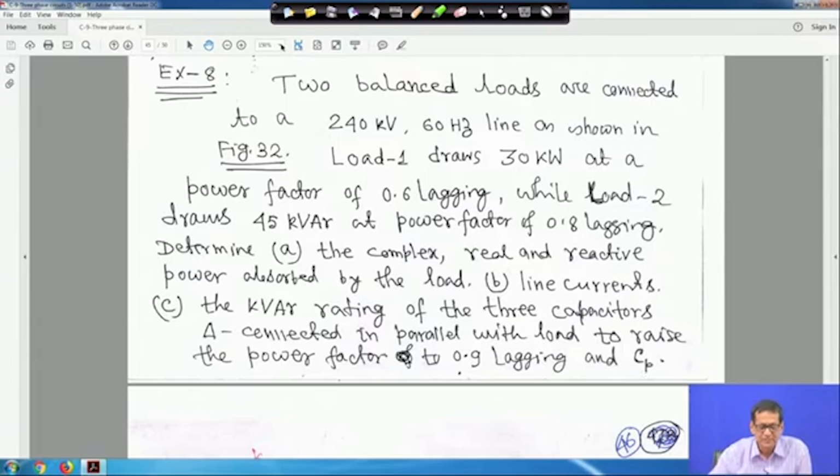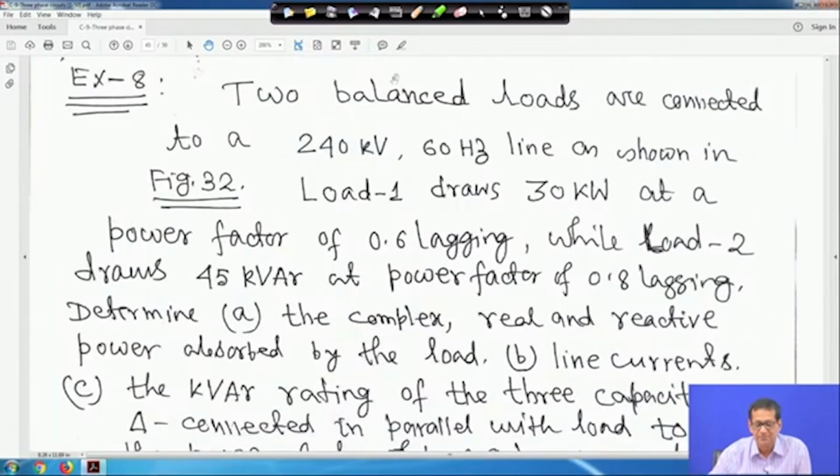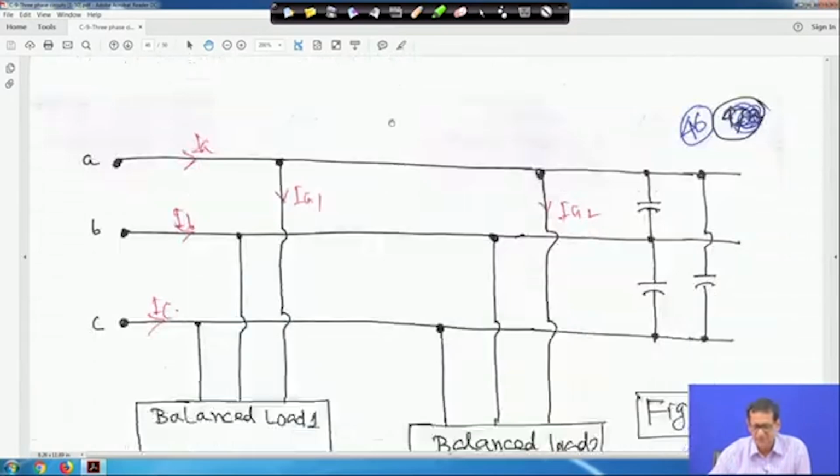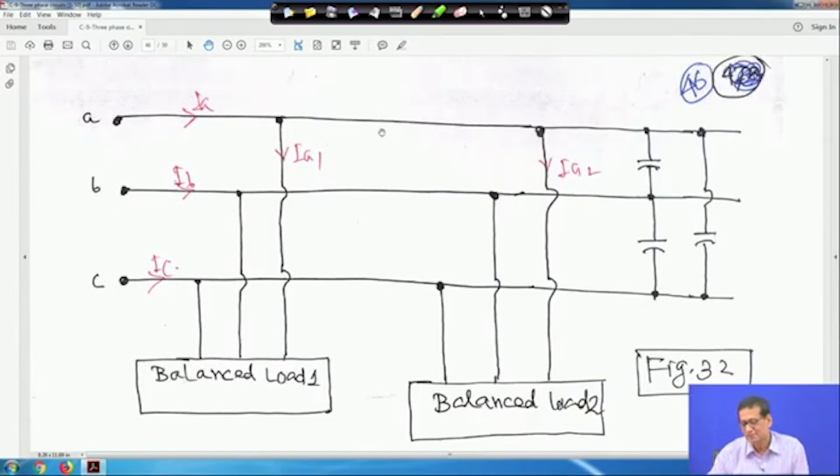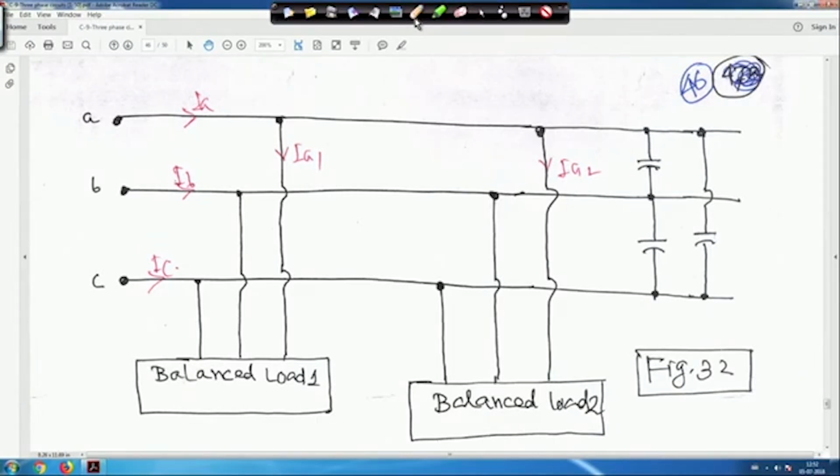Now let us go to the diagram. If you see the diagram, actually this is the diagram. Here you have to understand a little bit. So the loads are there. These are the three lines A, B, C, and these loads are connected. This is balanced load 1 and this is balanced load 2. So this is without the capacitor, suppose it is connected. Now these capacitors are connected in delta form. This is given, just see for yourself how things are connected.